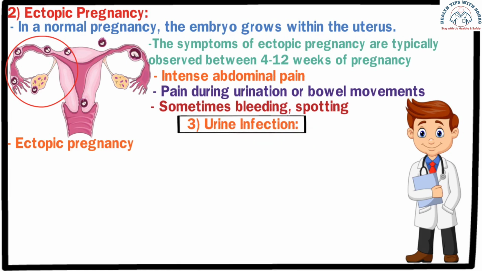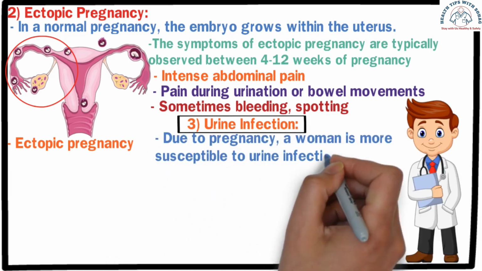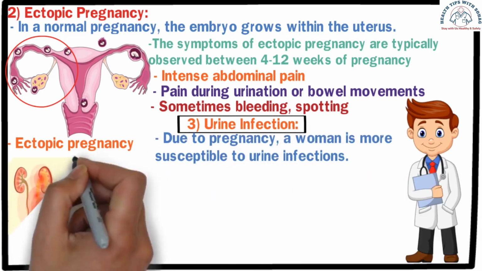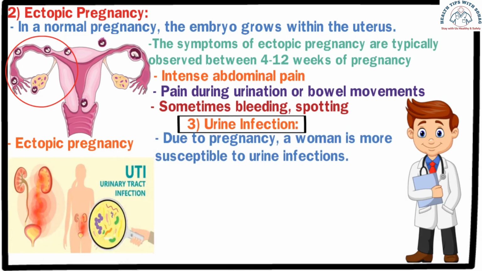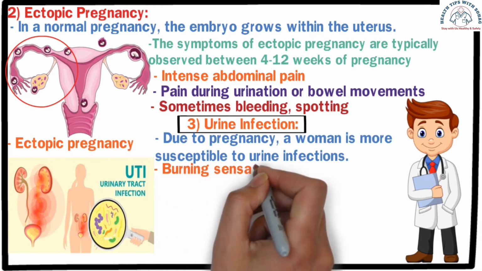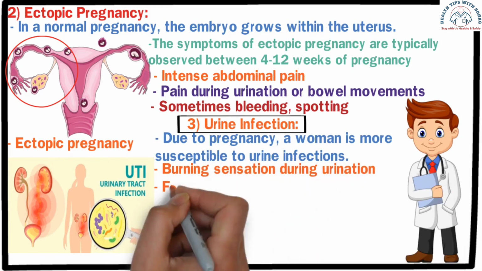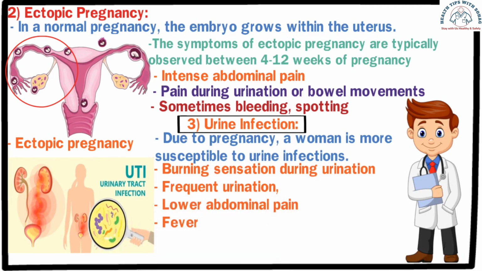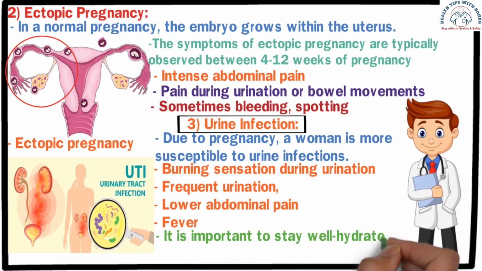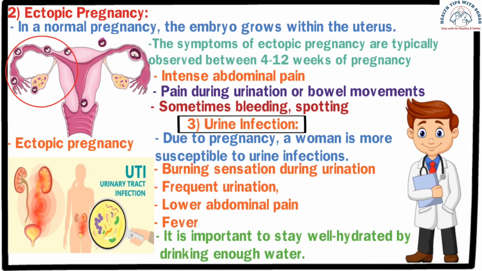Number 3, urine infection. Due to pregnancy, a woman is more susceptible to urine infection. While a urine infection may lead to abdominal pain, in this case, symptoms such as burning sensation during urination, frequent urination, lower abdominal pain and fever may accompany abdominal discomfort. To reduce the symptoms of urine infection, it is important to stay well hydrated by drinking enough water. Seeking advice from a gynecologist and taking antibiotic medication can effectively cure the infection.